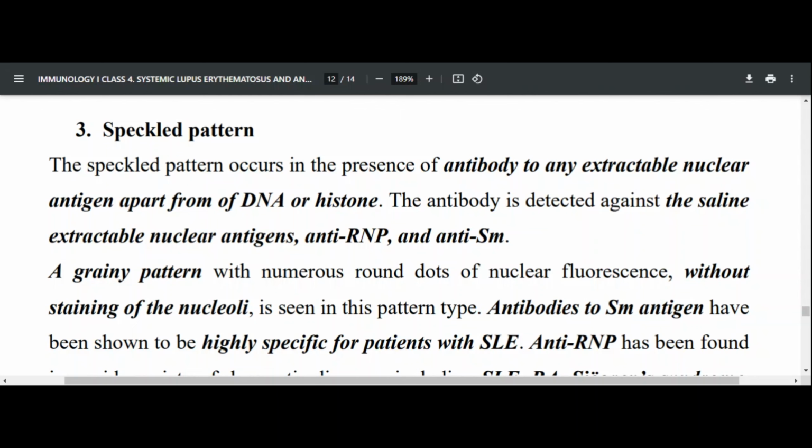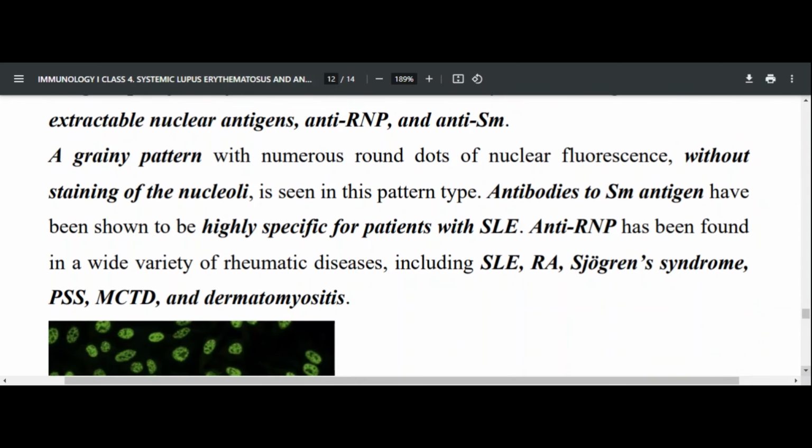Antibody to Smith antigen has been shown to be specific for patients with systemic lupus erythematosus. You remember that one. Antibodies against Smith antigens, anti-Smith antibodies, are normally associated with systemic lupus erythematosus. Anti-ribonucleoprotein has been found in many rheumatic diseases, for example systemic lupus, rheumatoid arthritis, Sjögren's syndrome, PSS, mixed connective tissue disease or MCTD, and dermatomyositis.